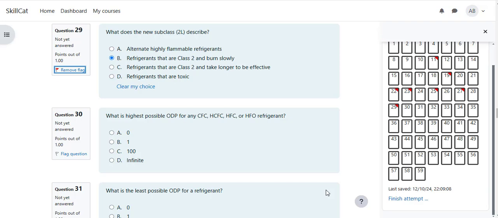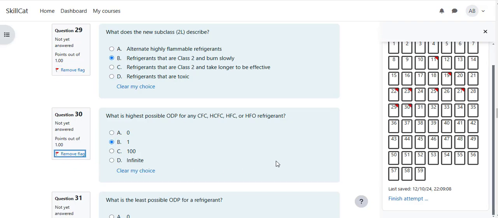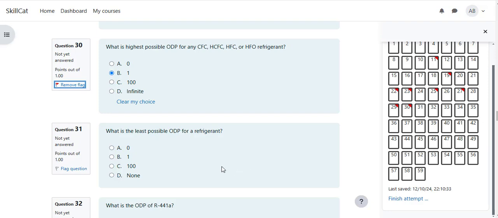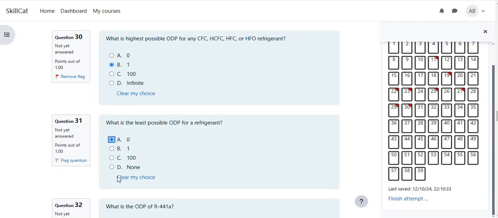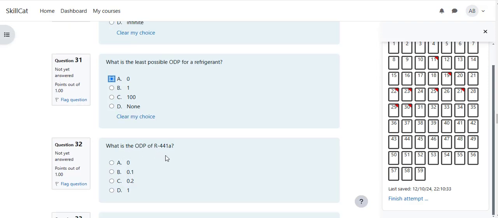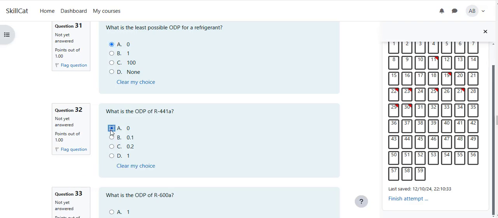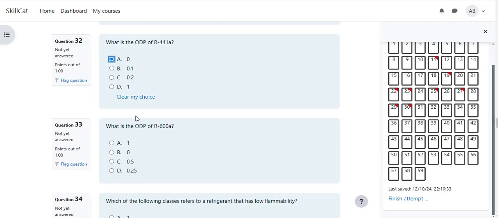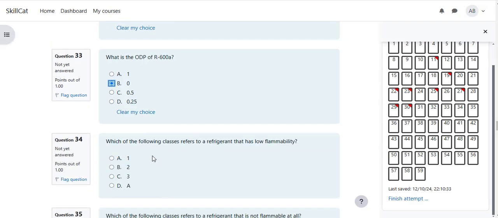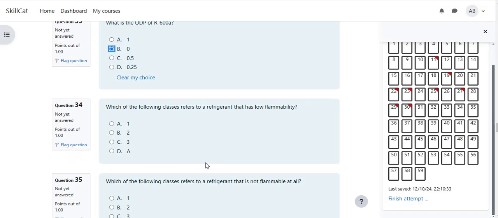What is the highest possible ODP for CFC, HCFC, HFC, or HFO refrigerants? The highest CFC ODP is 1, I think. What is the least possible ODP? 0. What is the ODP for R44A? 0. I don't remember this one. ODP for R600, 0 also? I don't remember. Which of the following classes refers to a refrigerant that has low flammability?